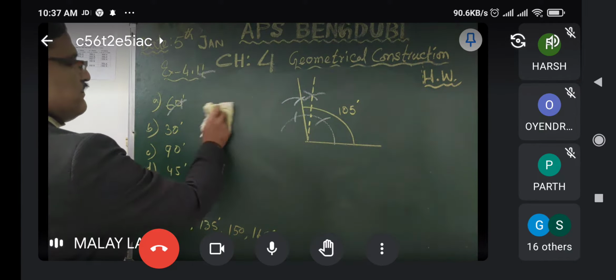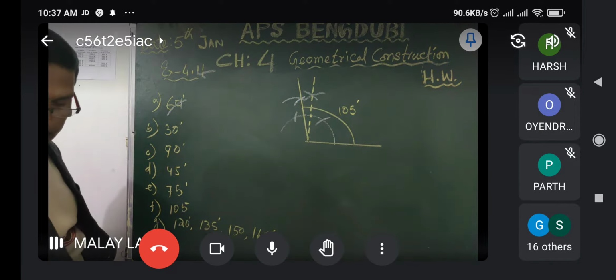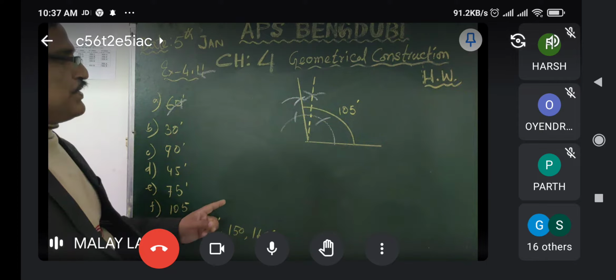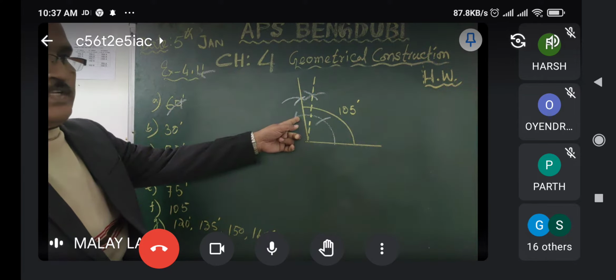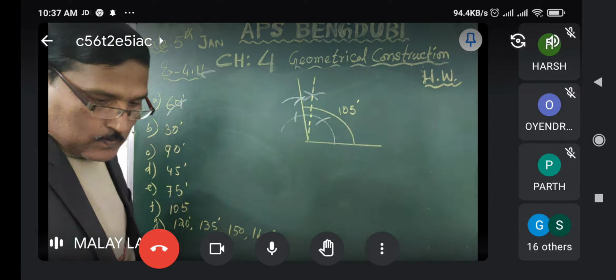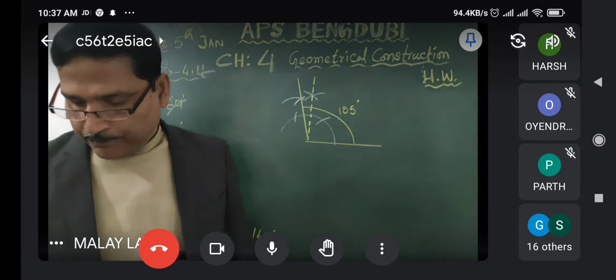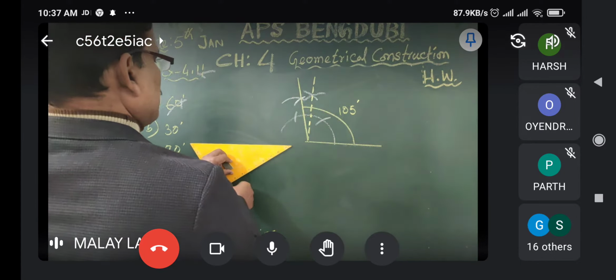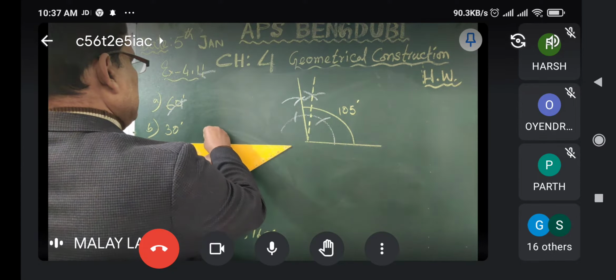That is 135. How will we make 135? If we make 120 twice and join it, that gives 240, not 135. But I have to draw 135. How? This is a very important question. Okay? For this, what to do? First of all, you have to draw a line segment as usual.